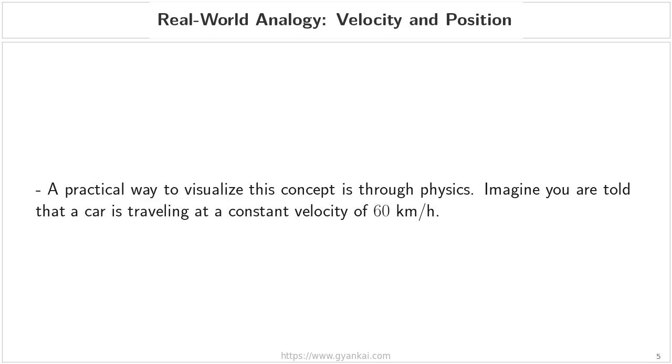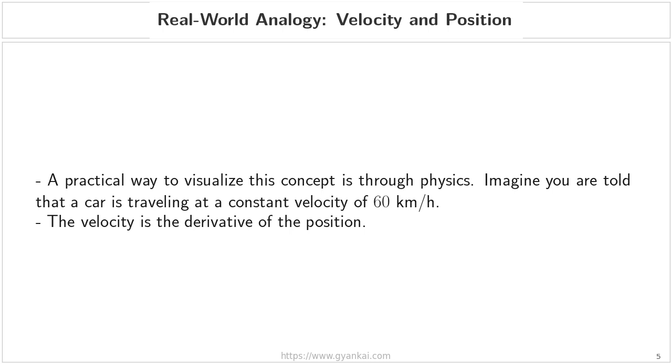Real-world analogy, velocity and position. So, it says, a practical way to visualize this concept is through physics. Imagine you are told that a car is traveling at a constant velocity of 60 kilometers per hour. Think about it, velocity simply tells us how fast something is moving and in what direction. Now, the slide points out that the velocity is the derivative of the position.